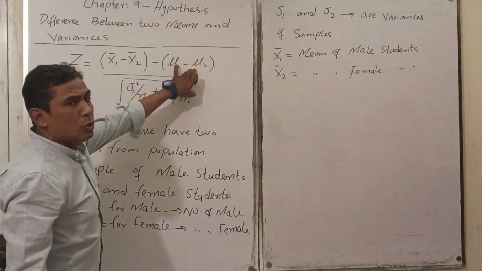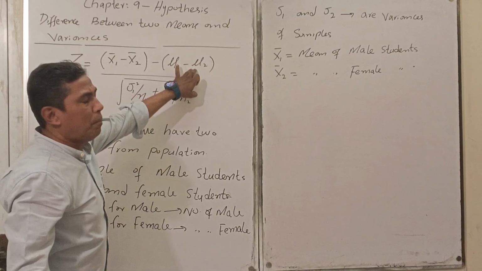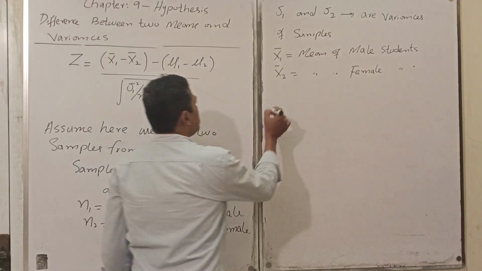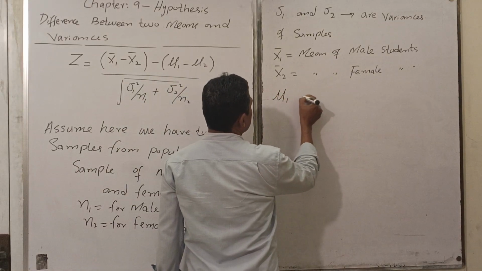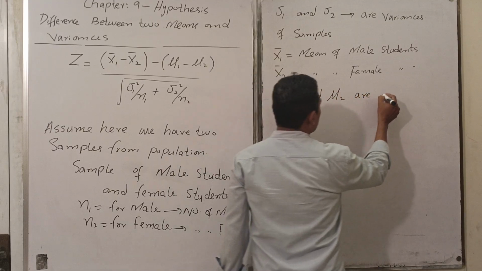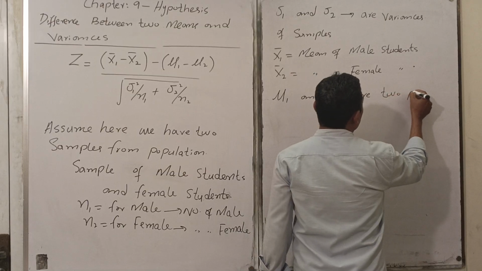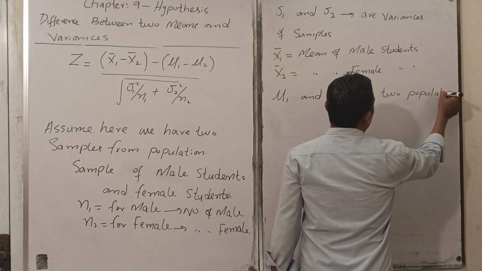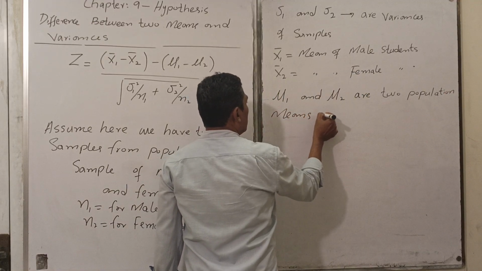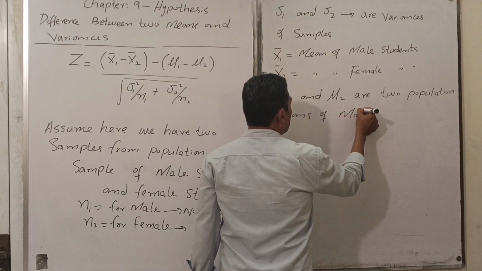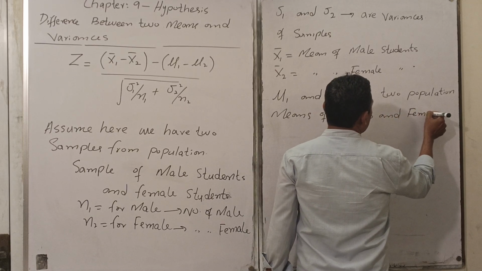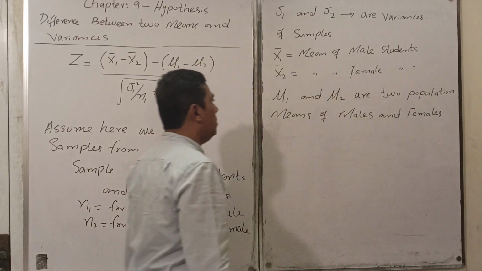And mu1 and mu2 are population means. Population mean for male and population mean for female. mu1 and mu2 are two population means of males and females.